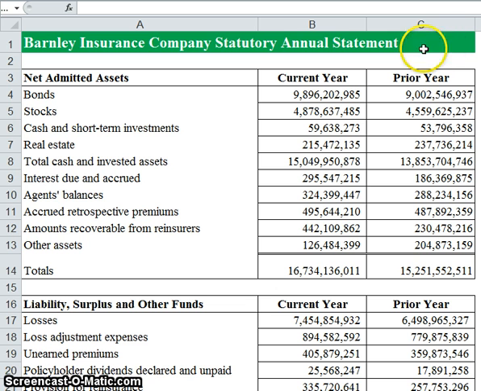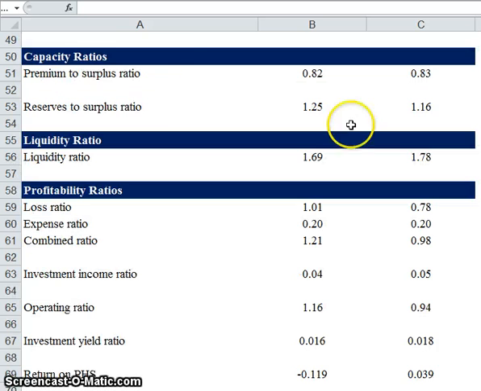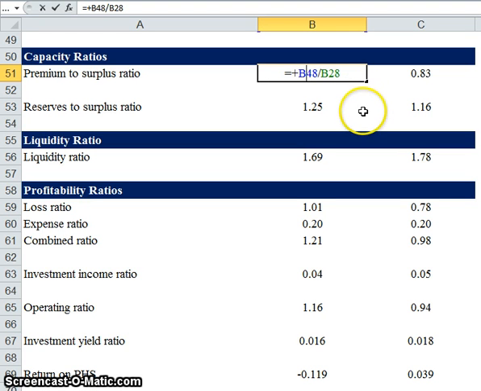Okay, let's start by going through the different ratios and looking at the data used to calculate each one, beginning with the capacity ratios. If you're following along with the Excel file, double-click on column B, row 50. As you can see here, the formula is B48 divided by B28. Let's scroll up and see what these cells represent.